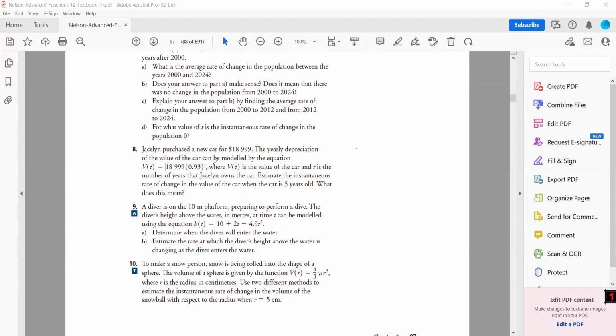Okay. So again, let's use a shrinking interval this time to solve this problem. Well, 5 years, so we would take 4.99 and 5.01 as our two limits.